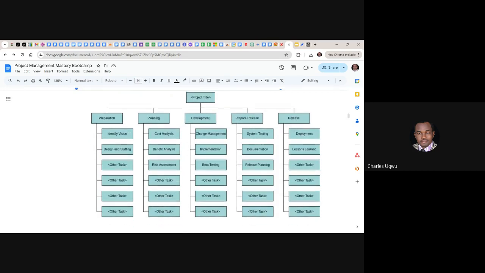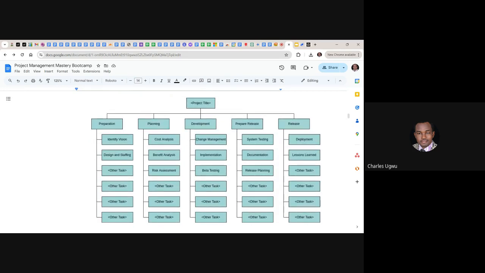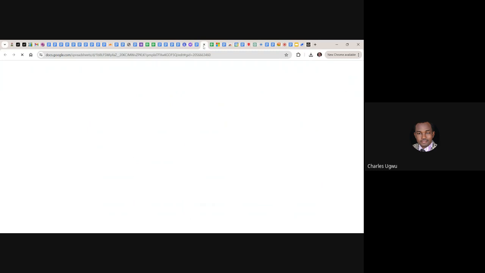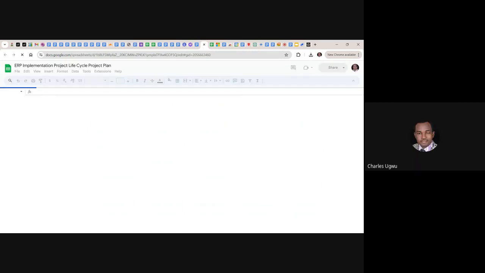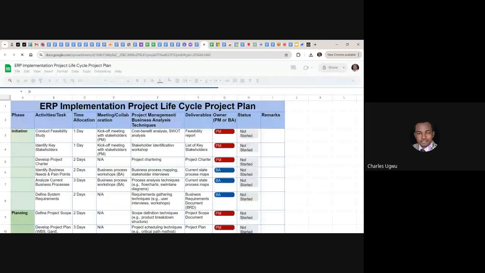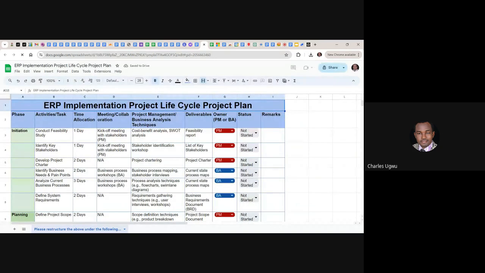Here is another work breakdown structure, where we capture the preparation, planning, development, prepare, and release. You see, you've broken everything into stages. So another breakdown structure, which I think I've shown you before, is this one. You see, I've used an Excel document, an Excel sheet, to break this activity down.